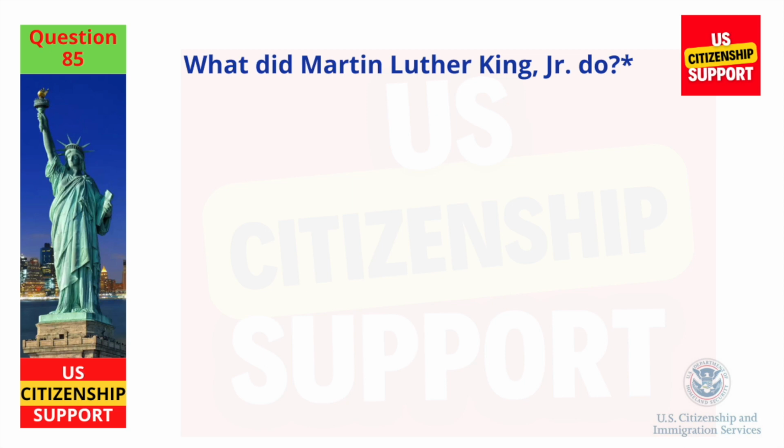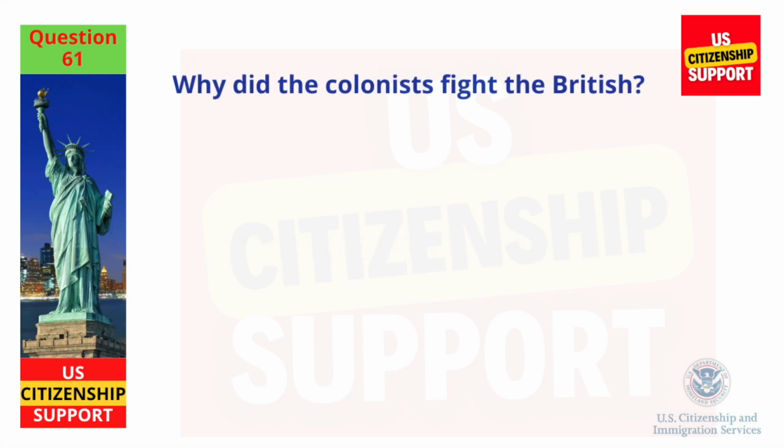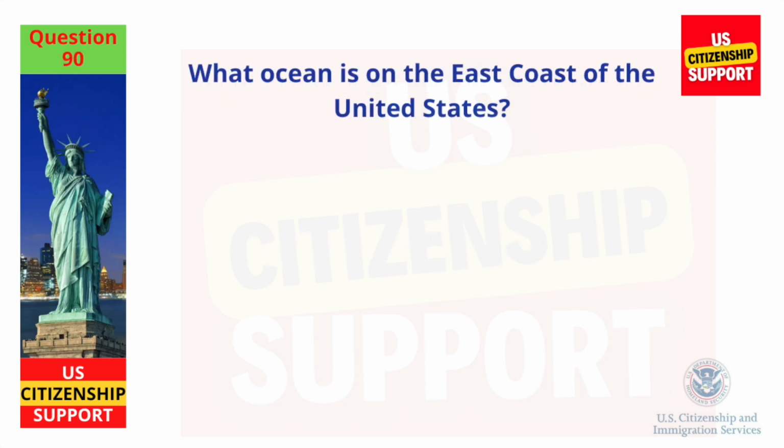What did Martin Luther King Jr. do? Fought for civil rights. Why did the colonists fight the British? Because of high taxes. What ocean is on the east coast of the United States? Atlantic Ocean.